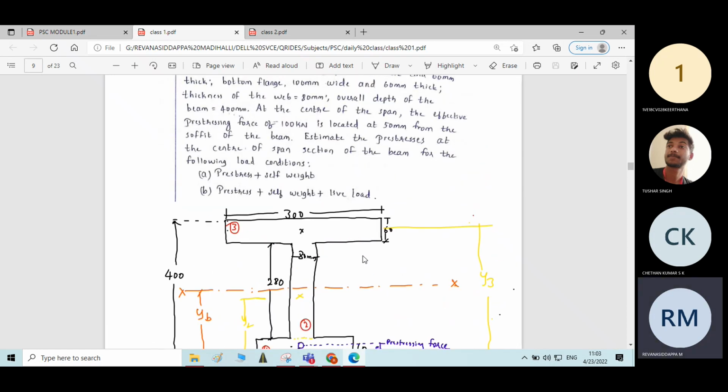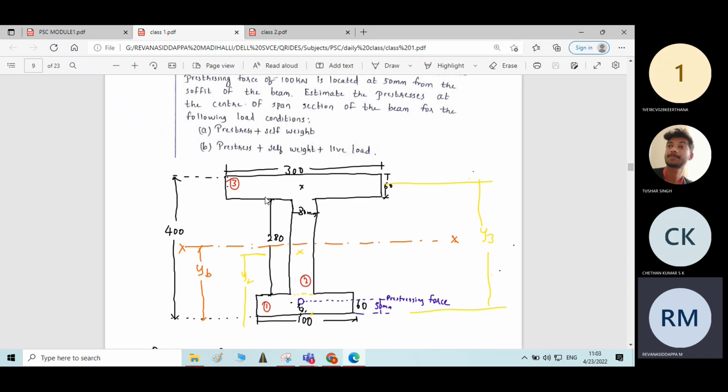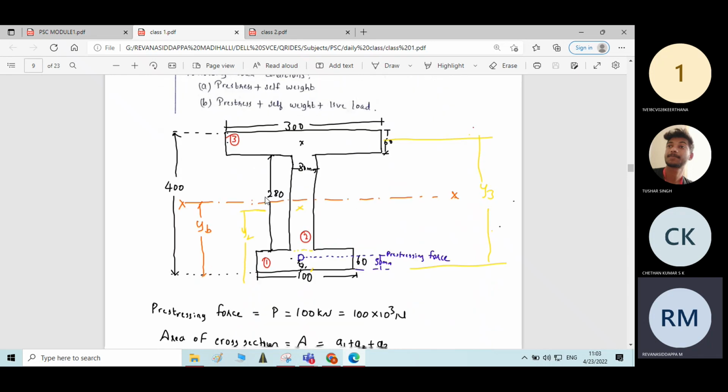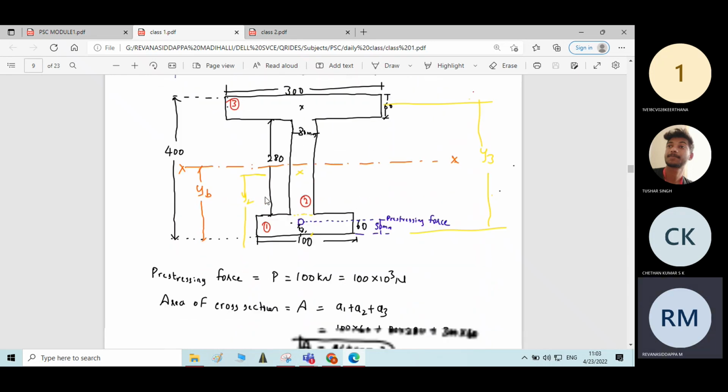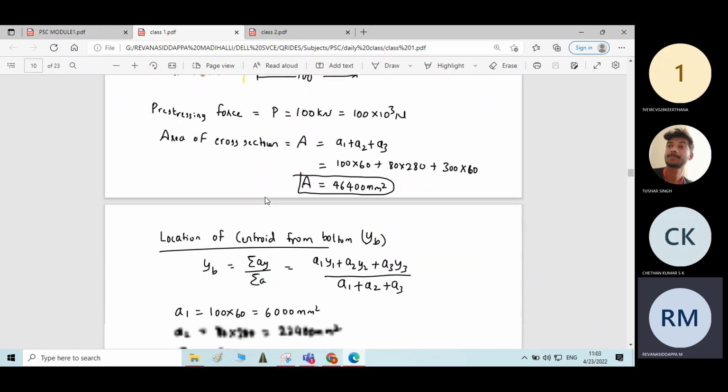Then it is asked to find the resultant stresses, which includes the combination of prestress and the self weight. And the second question is the resultant stresses with respect to the combination of prestress, self weight, and the live load. Okay, this was the question. Part of the problem we have solved.